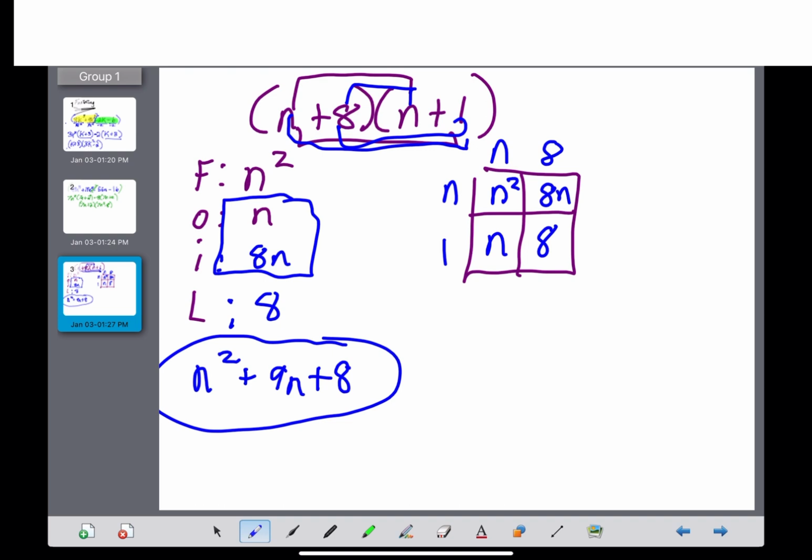Now we're going to work on going in this opposite direction. So how do we go from what we call a trinomial, which is 3 terms, and more specifically a quadratic trinomial, meaning it's something squared and 3 terms. How do we go from that back to the factored form of it?